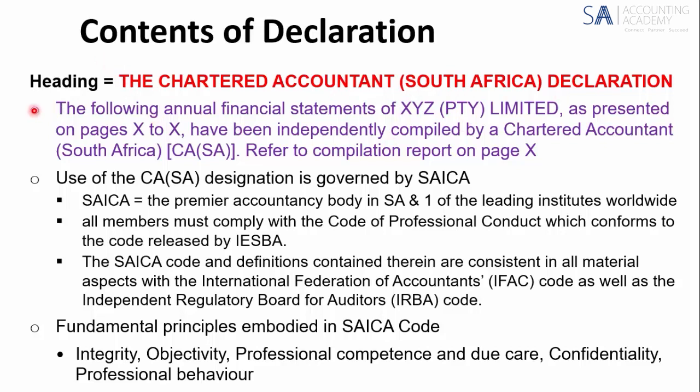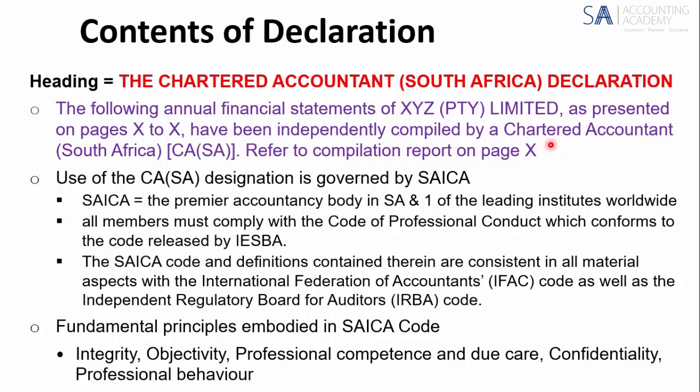So you'll see my purple paragraphs are the ones where I've used word for word. It says the following annual financial statements of XYZ Pty Limited, whatever the name is, as presented on pages what to what, have been independently compiled by a Chartered Accountant South Africa, CASA. Refer to the compilation report on page whatever. So this doesn't take away the need for the compilation report. Remember, ISRS 4410 says, thou shalt have a compilation report, then you must. This is just a letter that says, okay, the financials were compiled, the compilation was done by a CASA, refer to the compilation report.